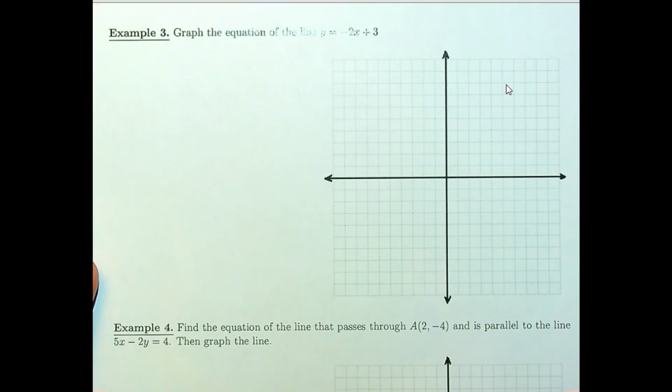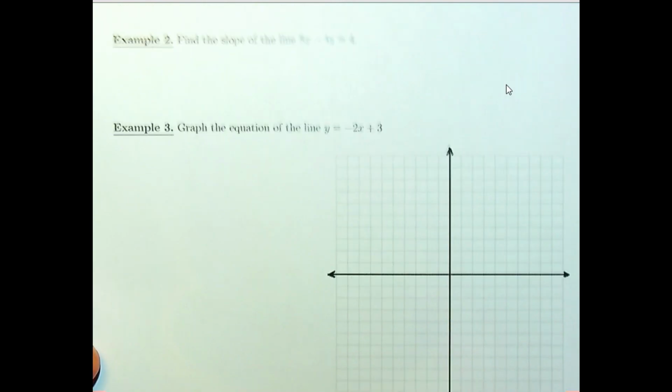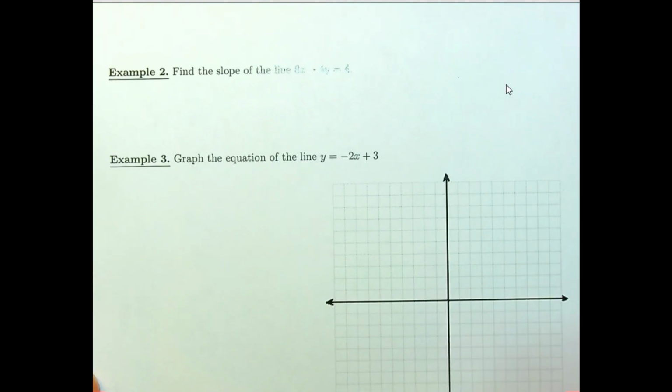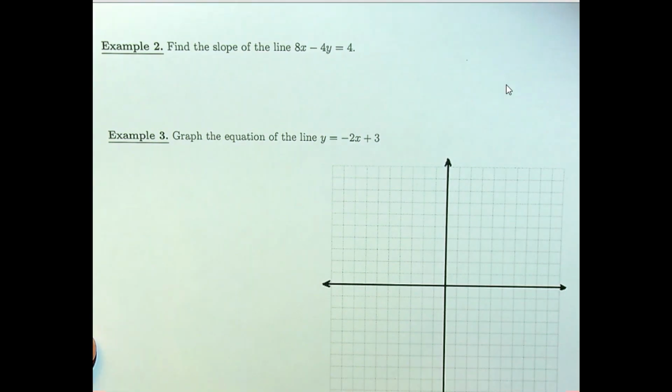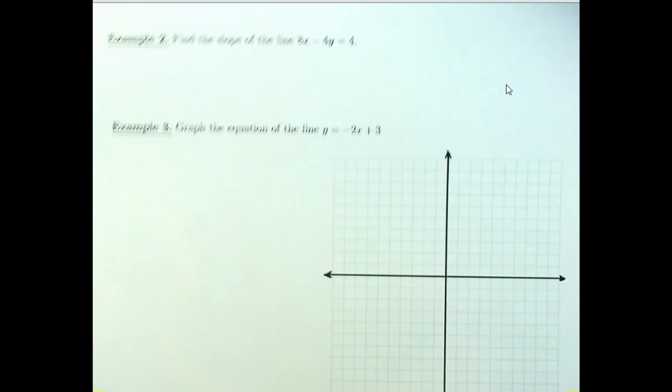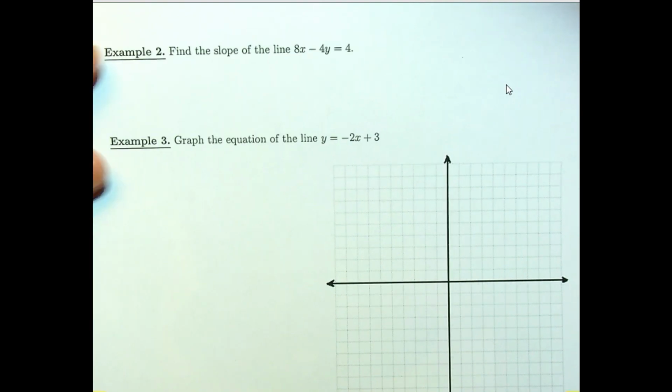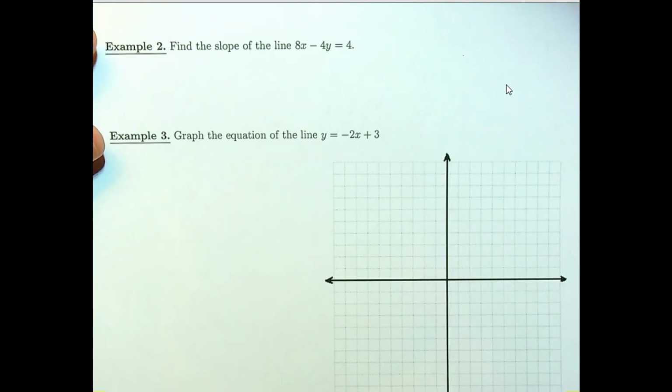Okay, example 2 says find the slope of the line 8x minus 4y equals 4. Note the amount of space I left for this. This is a quickie. This is an easy problem.